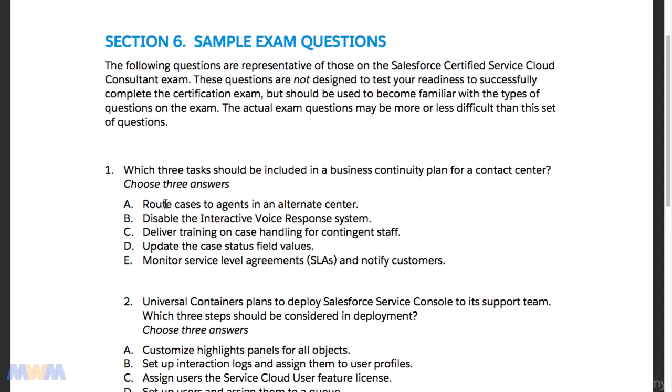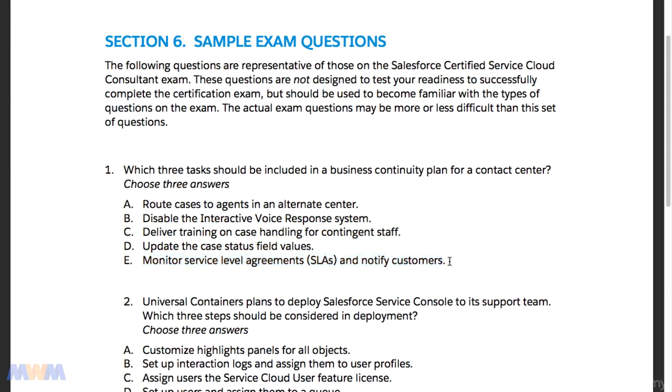So the options for what tasks should be included in a business continuity plan for a contact center are: A, route cases to agents in an alternate center; B, disable the interactive voice response system; C, deliver training on case handling for contingent staff; D, update the case status field values; and E, monitor service level agreements and notify customers.